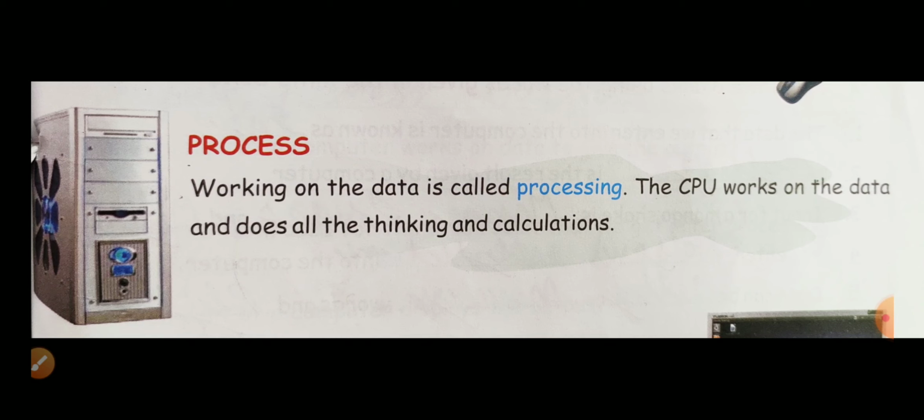Process. Working on the data is called processing. The CPU works on the data and does all the thinking and calculations. Now CPU is a processing device. Whatever instruction we give to computer, all those instructions are processed in CPU. So CPU is a processing device.